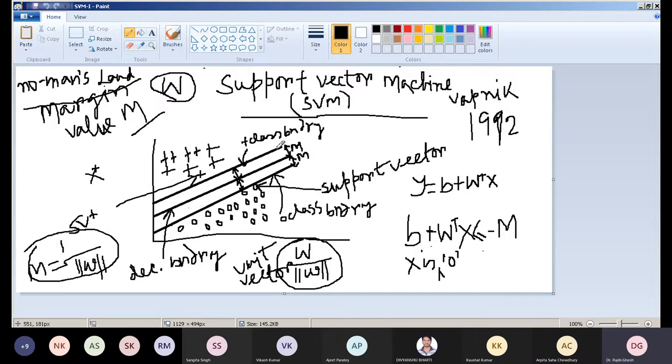You can note down in your copy: the distance from the decision boundary, or hyperplane, to the class boundary. If it is more than three dimensional features, we call it a hyperplane. If it is two dimensional, we call it a straight line. So sometimes, instead of decision boundary, we use the term hyperplane also. So the distance from the decision boundary to the plus class boundary as well as the circle class boundary is known as the margin.